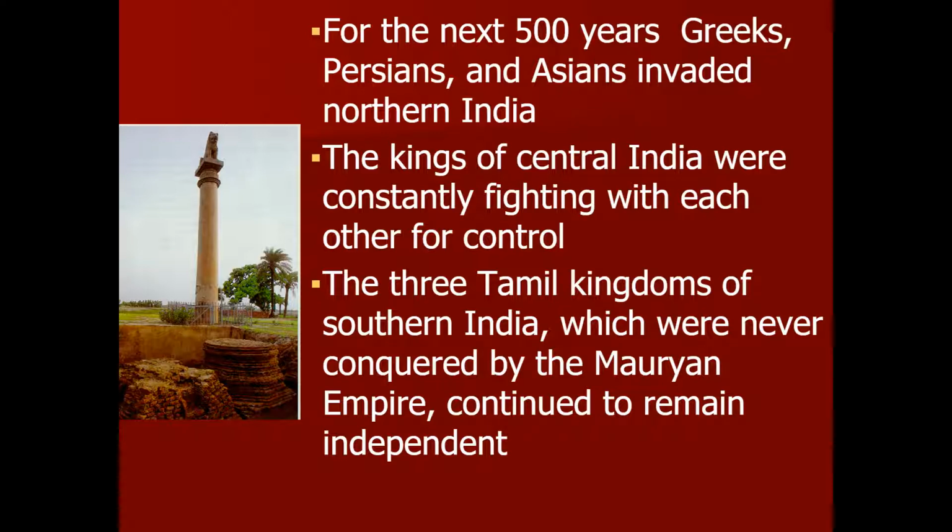And then if you go to the southern tip of India, of course, the Tamil kingdoms, which were never conquered by the Mauryan Empire, they were by themselves. The southern tip of India, which is controlled by the 3 Tamil kingdoms, they continue to remain independent because nobody conquers the Tamil kings.